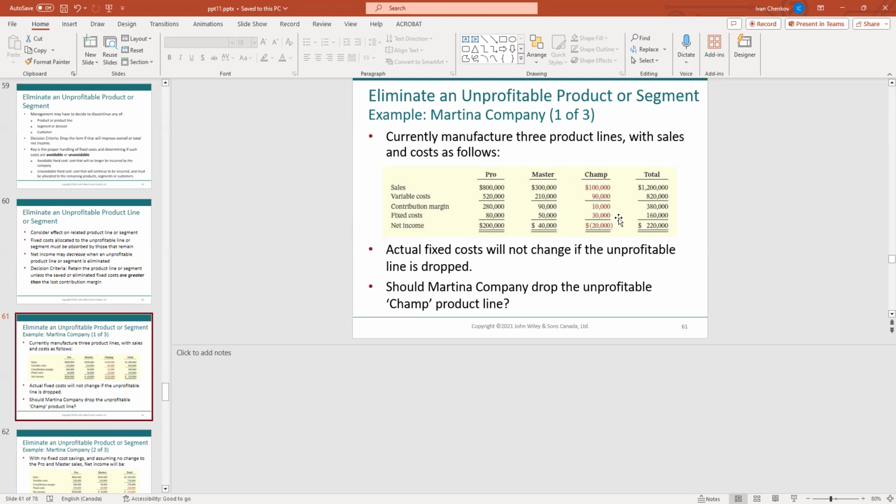Fixed cost allocated to the products: $80,000 to Pro, $50,000 to Master, and $30,000 to the Champ. That makes the Champ unprofitable. Now, actual fixed cost will not change if the unprofitable line is dropped. So what does that mean? If we drop the Champ, we still have to pay $160,000 fixed cost. The question is, shall I drop the Champ?